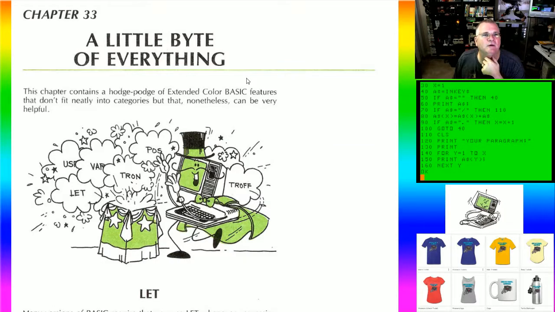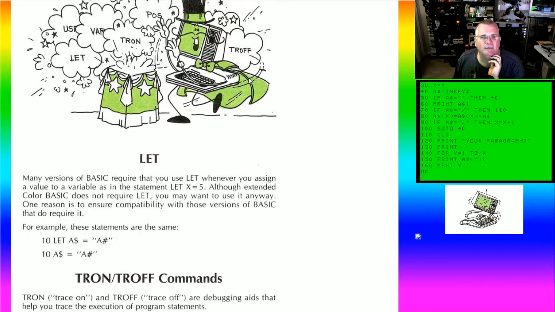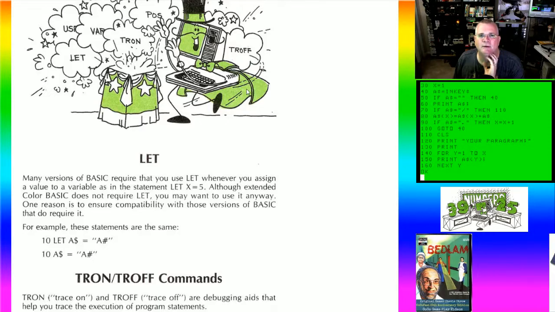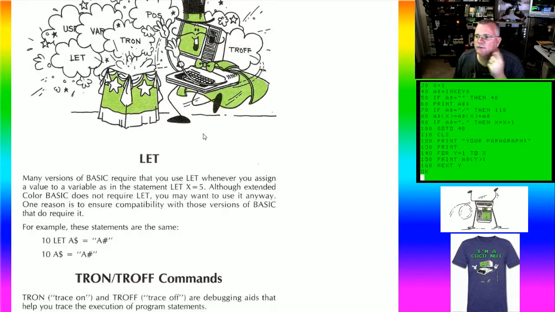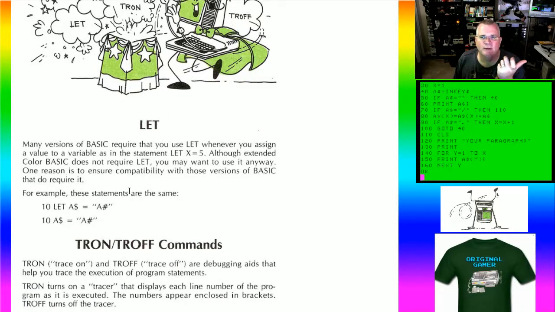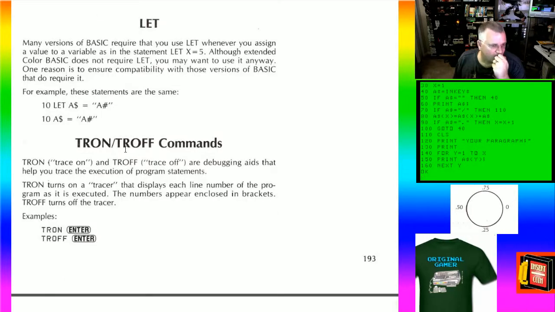Chapter 33 is called a little bit of everything. So now we have let. Let is an optional term because in older versions of BASIC you had to put the word let in front of everything. So you couldn't just say x equals 1, you'd have to say let x equal 1. The Color Computer BASIC said screw that, that's completely pointless. However, if you want to use it because you're trying to type in a program from a generic magazine, you could.